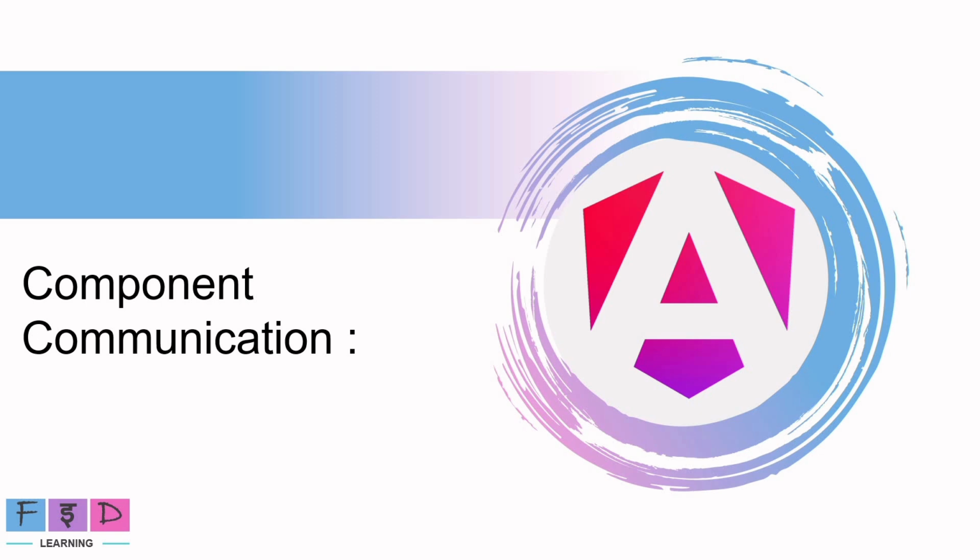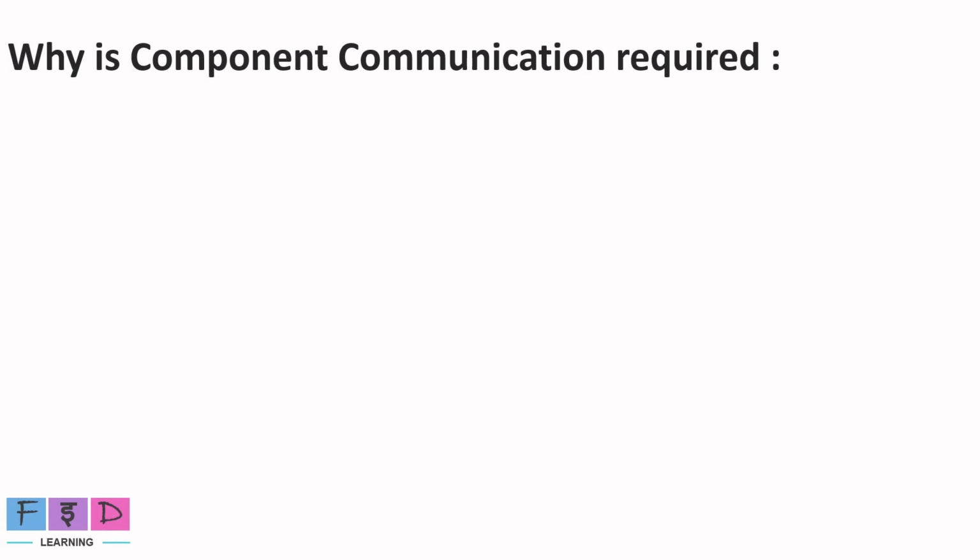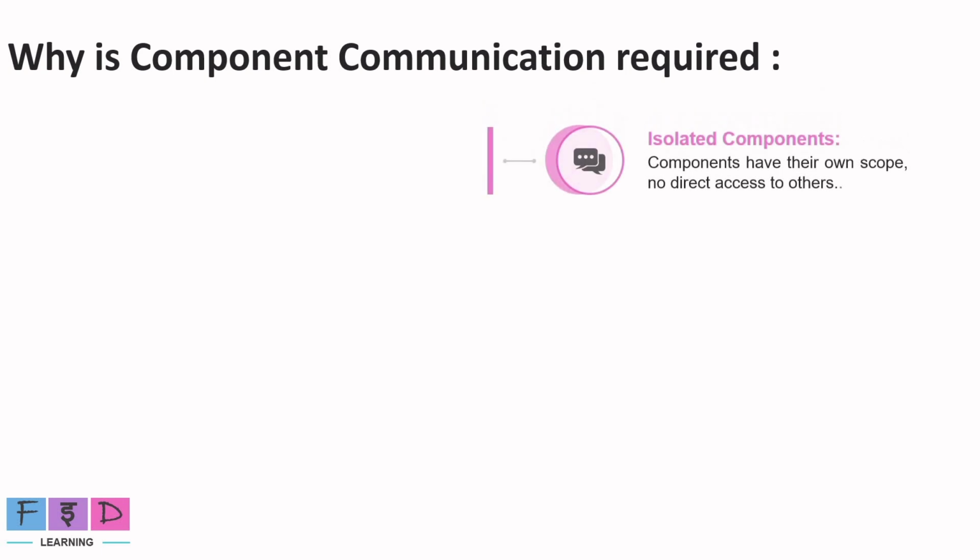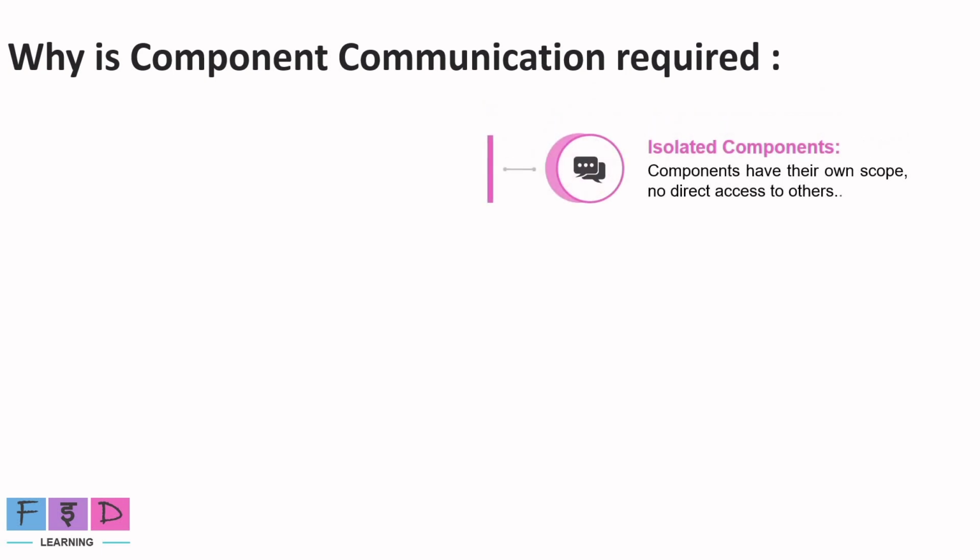Component communication is the process by which different components in an Angular application share data, interact, and coordinate with each other. So let's understand why component communication is required in Angular. It is required because components are isolated, meaning each component has its own isolated scope, which means they don't have direct access to each other's properties or methods.